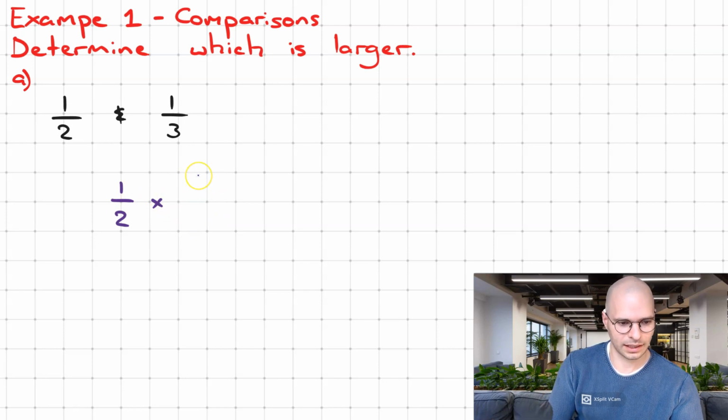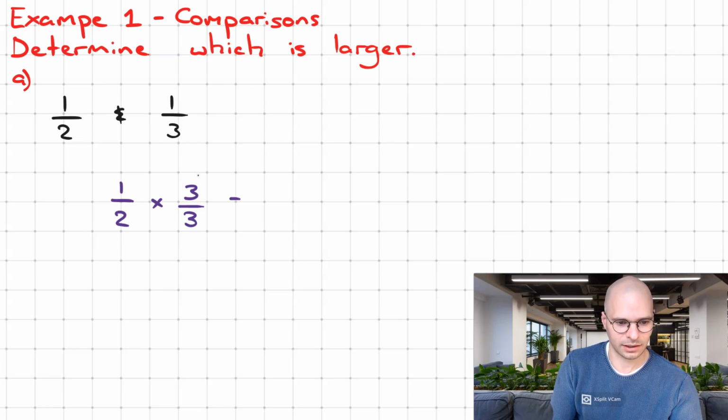So I could say 1 over 2 times 1 is just going to be 1 over 2. So I'm simply going 1 over 1, which is the same as still saying 1. But rather than 1s, I'm doing 3 over 3. So I'm just changing the appearance, not the value.